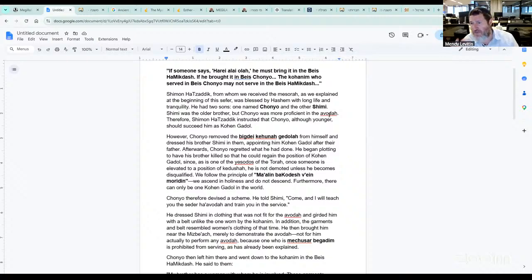It means he was more of a quality. The Gemara discusses this in Menachos. What was the character of the two sons? But basically, Chunya was the one that knew the service better than his older brother Shimi. Shimi was older than him by 2.5 years. Therefore, Shimon HaTzadik instructed that Chunya, although younger, should succeed him as Kohen Gadol. So when he passed away, he knew he was going to pass away. The Gemara Menachos says that he went into the temple on Yom Kippur, and he usually was accompanied by an angel in white.